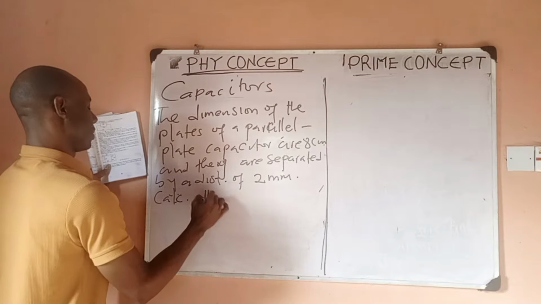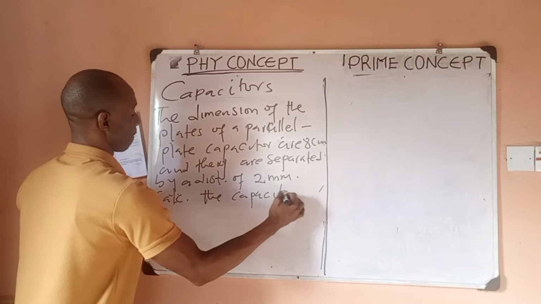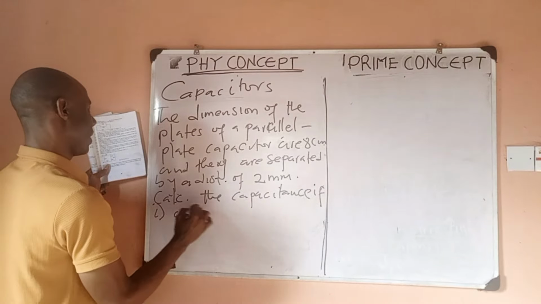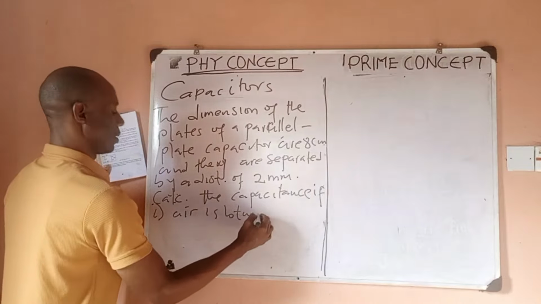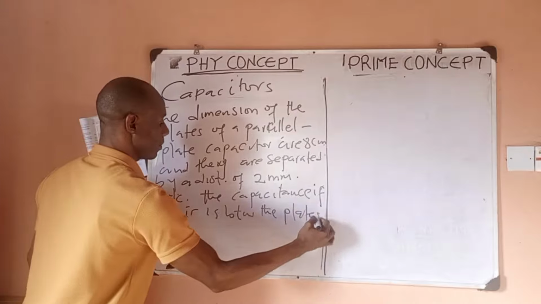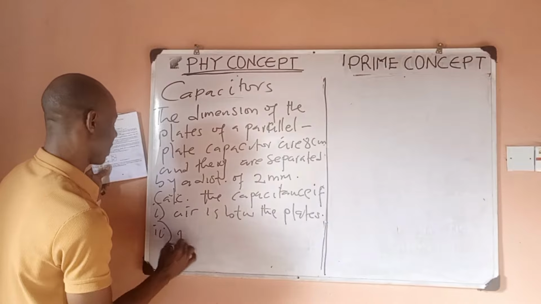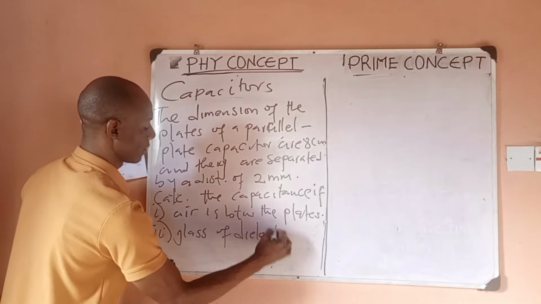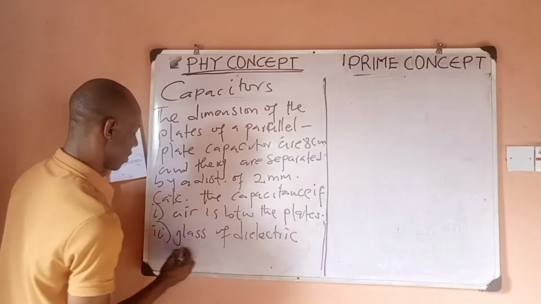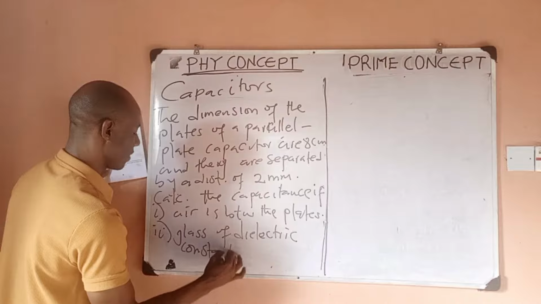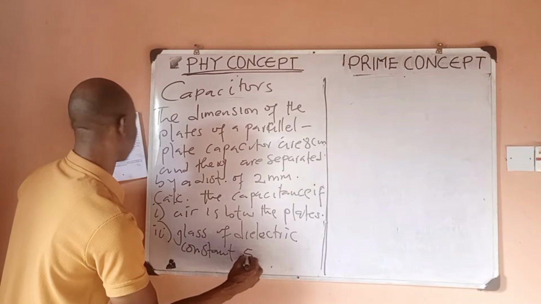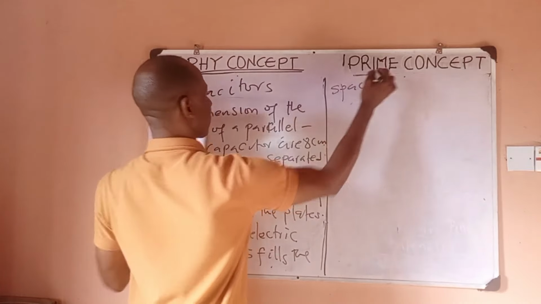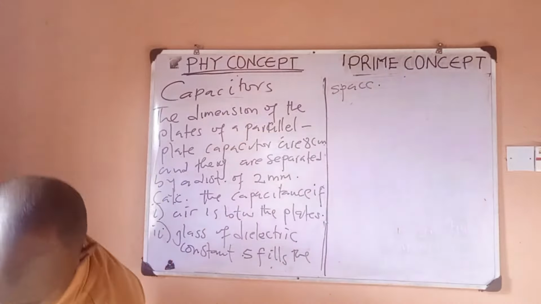Calculate the capacitance if, in question one, air is between the plates. Question two, glass of dielectric constant 5 fills the space.